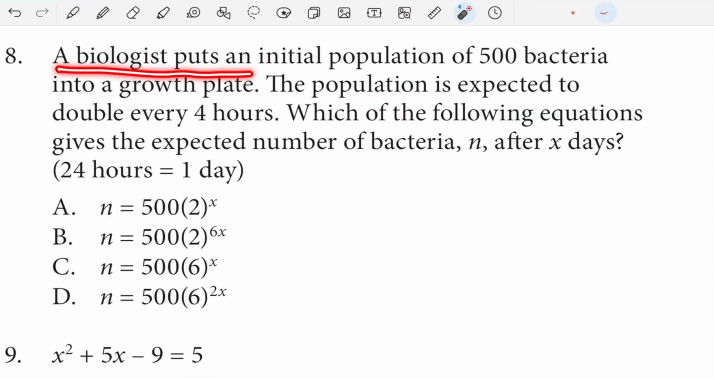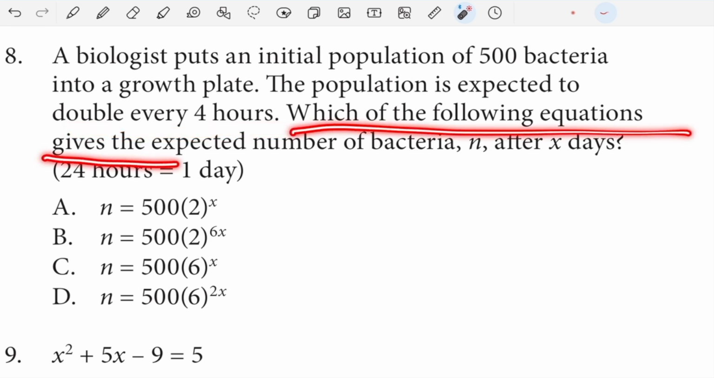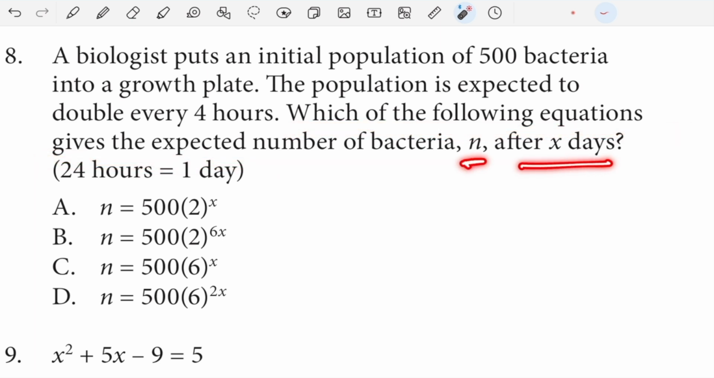Number 8. A biologist puts an initial population of 500 bacteria into a growth plate. The population is expected to double every 4 hours. That's exponential. Which of the following equations gives the expected number of bacteria n after x days? 24 hours is 1 day. So number of bacteria is n, days are x. Number of bacteria, x is the number of days.